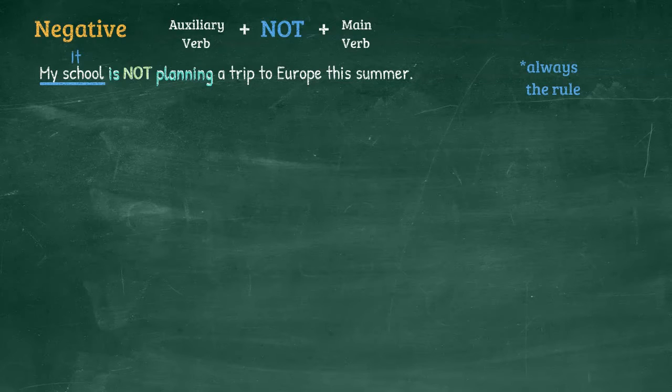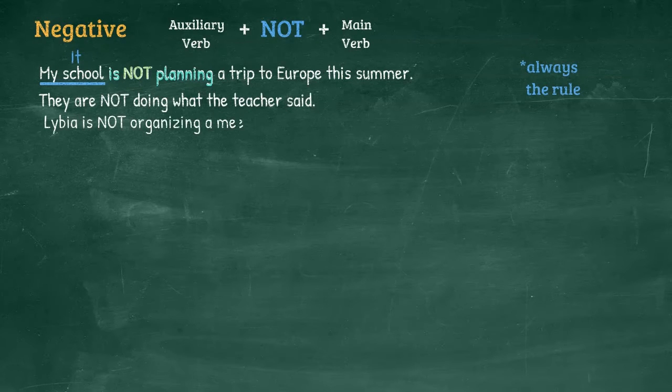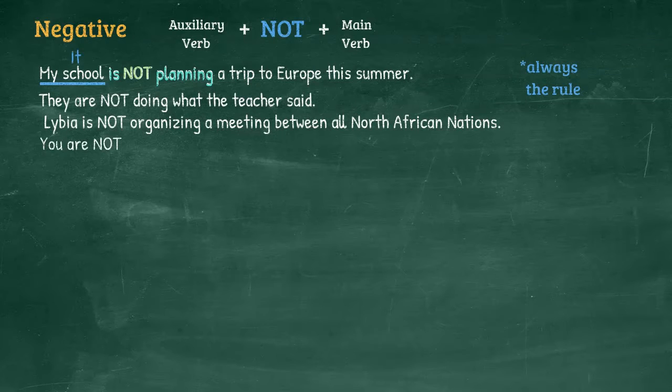Here are a couple more examples for good measure. "They are not doing what the teacher said." "Libya is not organizing a meeting between all North African nations." "You are not thinking about the problem hard enough." Same story with each one. We find "not" between the auxiliary verb and the main verb.